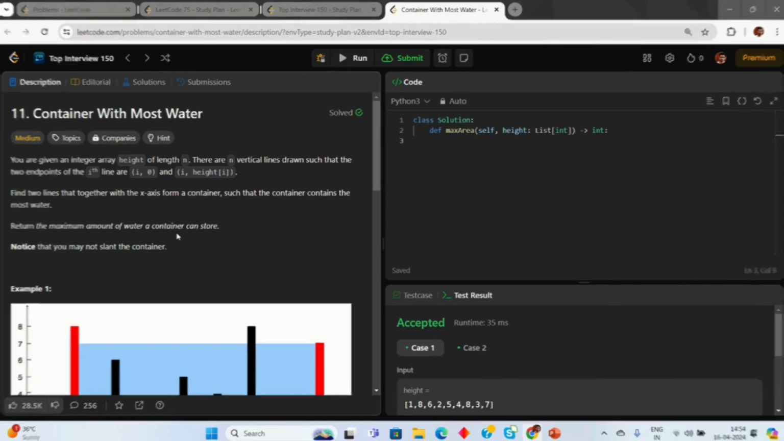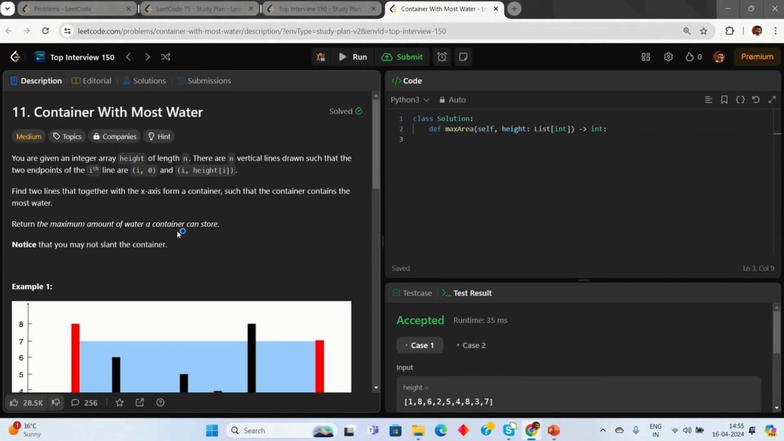So let's start coding. Today's problem will be container with most water from the LeetCode. It is one of the best problems in the LeetCode, and here we can use a two-pointer approach to solve the problem more efficiently. So let us try to understand the description of the problem more.